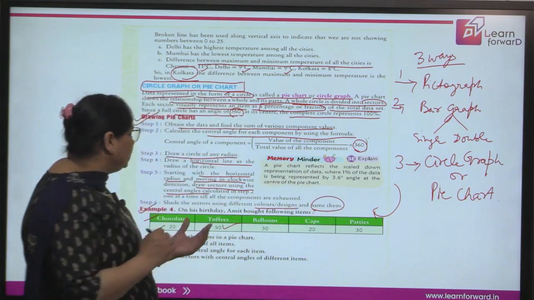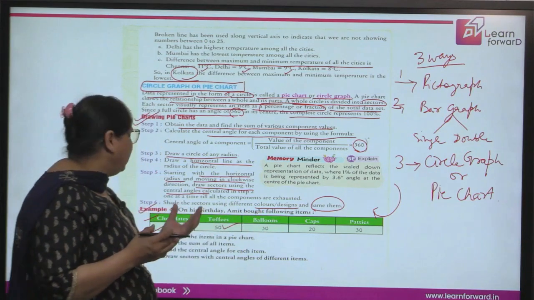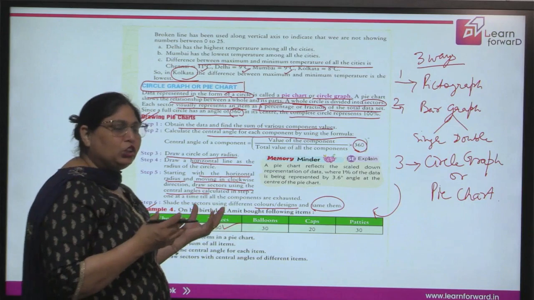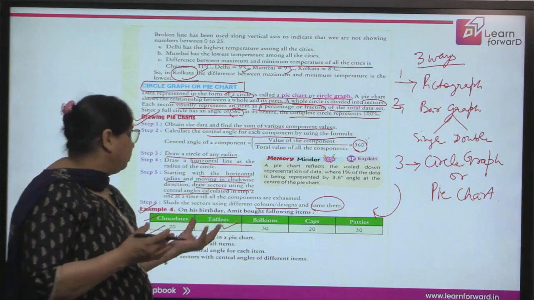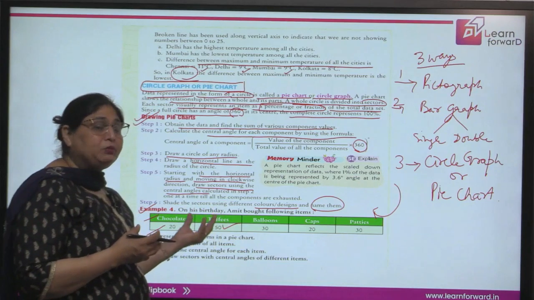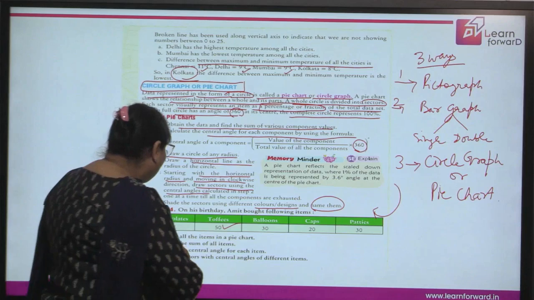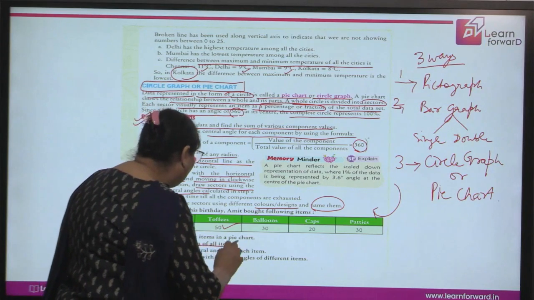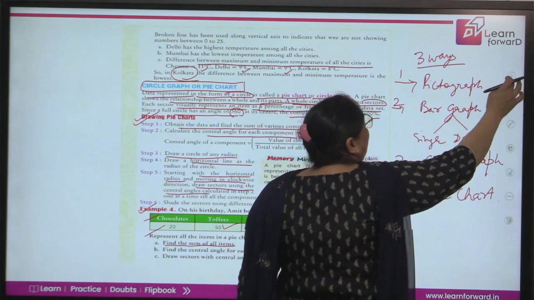Naming them means that after representing the data in the form of sectors, we will name each one: this particular sector is this particular angle, representing the number of items: toffees, balloons, caps or patties. So the first question is given to you: find the sum of all the items.